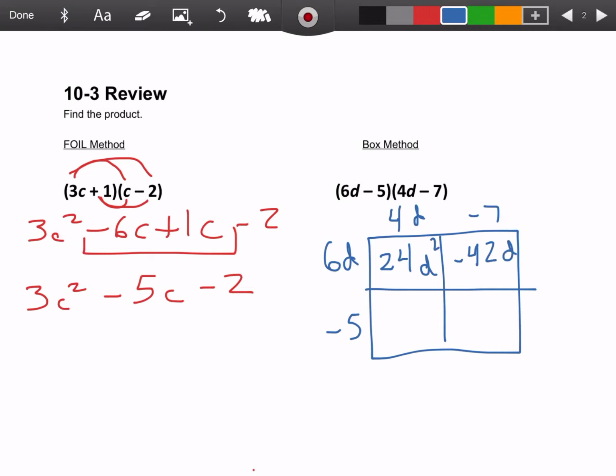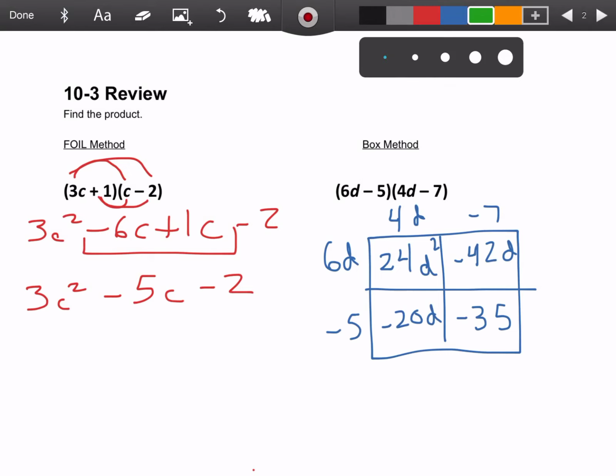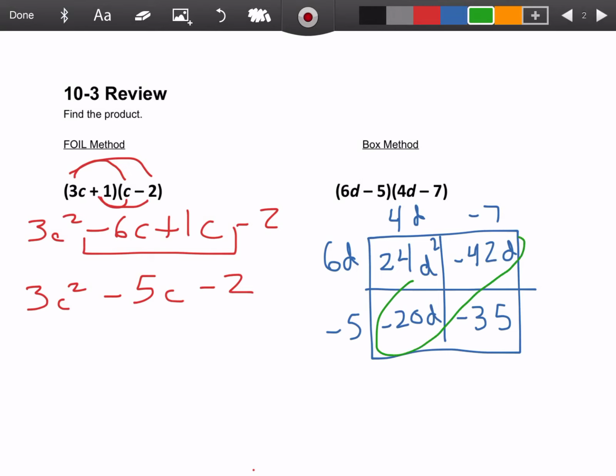Down the side, we'd have 6d, and then we'd have a negative 5, and here we have a 4d and a negative 7. Okay, and then multiplying them out again, just like a multiplication table, we have 6 times 4, that would be 24, and then we'd have d squared, because there's two d's. Then we have a negative 7 times 6d, that would be a negative 42d.